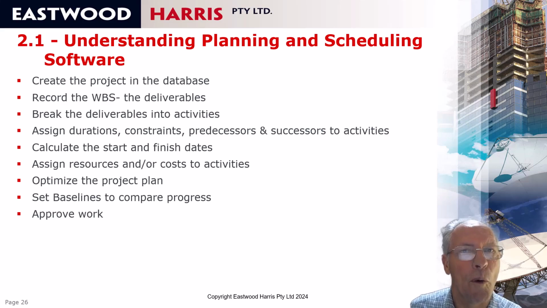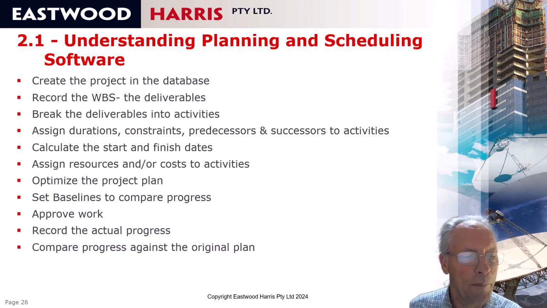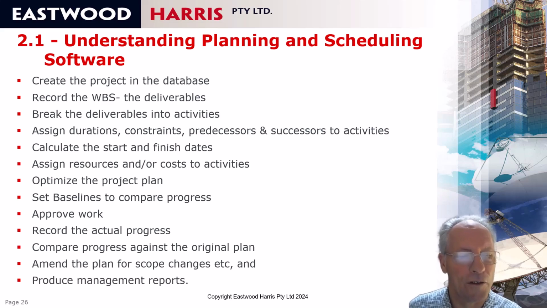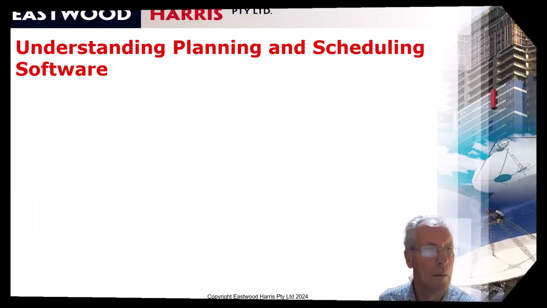You should approve the work in accordance with the program. If you don't follow the program, then it's quite difficult to claim extensions of time and justify delays. You should then update the schedule on a regular basis, might be weekly, fortnightly or monthly, with the actuals, and then you compare progress against the original plan, adjust the program for scope changes, etc., and then produce management reports. And this is typically what you would do with Primavera P6 or any other planning and scheduling software.